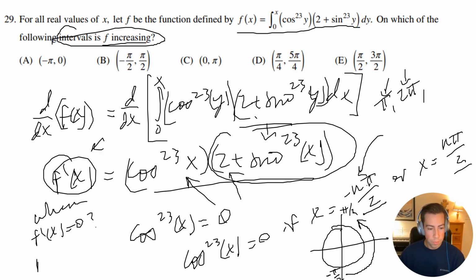So therefore, f of x is increasing on the interval -pi/2 to pi/2. And that is going to be answer choice B.